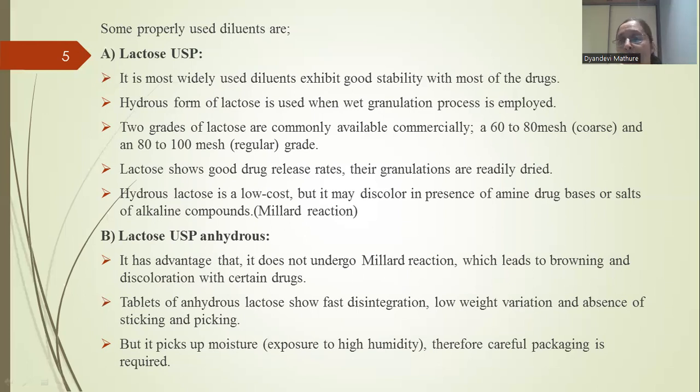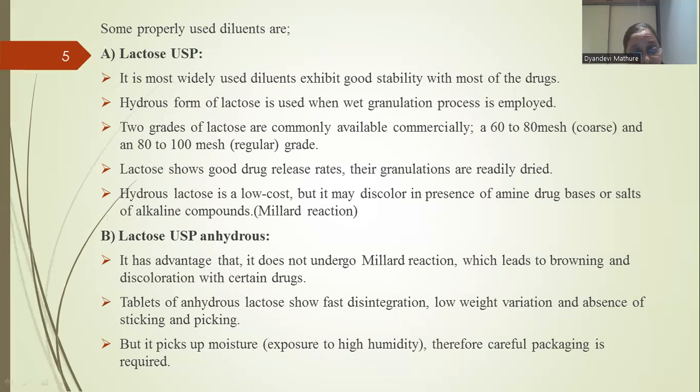So therefore we are using the hydrous form of lactose, that is aqueous, which gets dissolved into the water. There are two grades of lactose that are commercially available, that is 16 to 80 mesh, which is called coarse lactose, whereas 18 to 100 mesh is regular lactose. Lactose shows good release rates. Their granulations are readily dried. You can easily dry the granules because it is the hydrous form of lactose. Hydrous lactose is low cost.